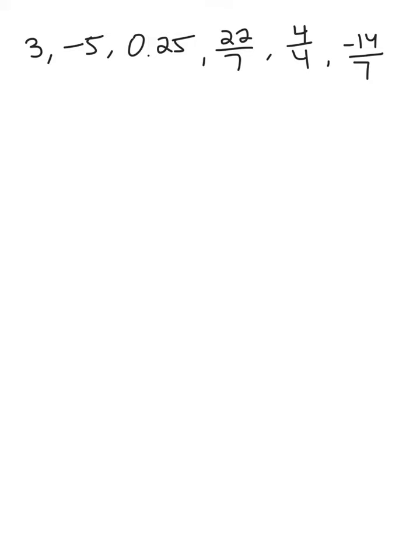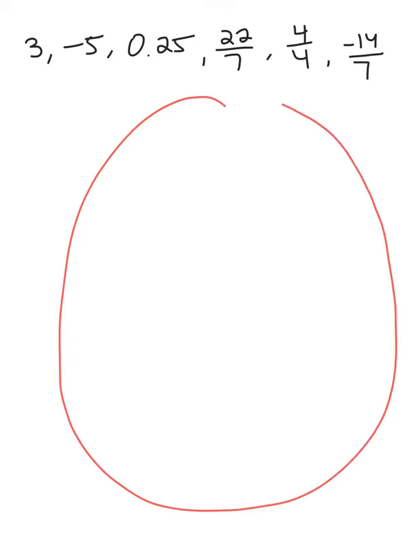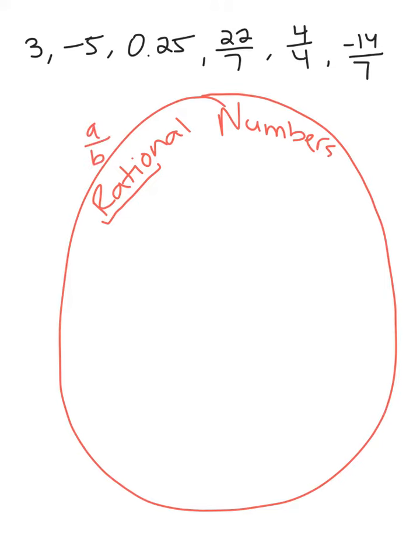So to start classifying, I'm going to make one large circle that all of my numbers can fit into. And I'm going to call this circle rational numbers. So all the numbers we're going to work with are going to fit into rational numbers. And if I look at rational, I see this word ratio in here. And a ratio is when one number is over another number. So that's my fraction form.